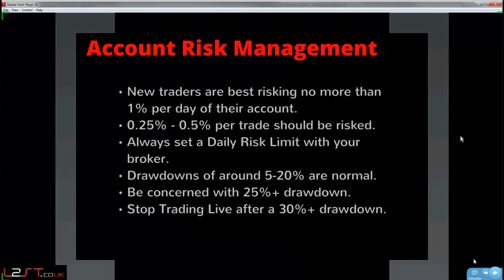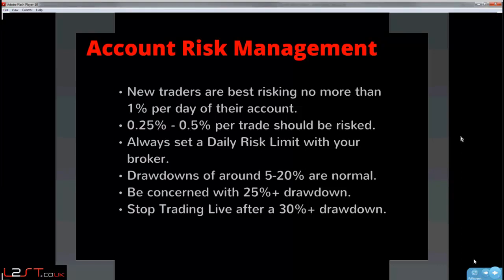You will have drawdowns at times as traders, especially in the earlier phases. Sometimes you will have trades that don't work out. Of course, you'll have some trades that will work out. The way you've got to look at losses in trading and drawdowns is just as expenses. It's the cost of doing business. It's a normal part of the trading business.